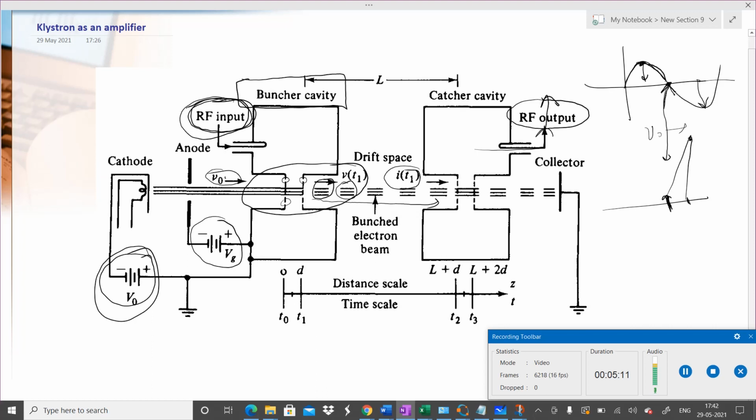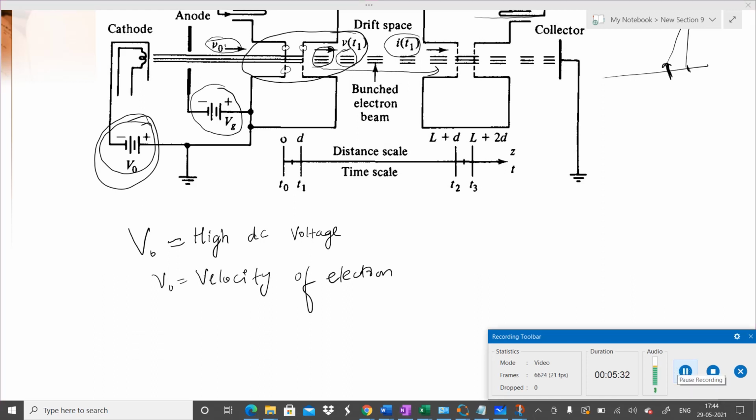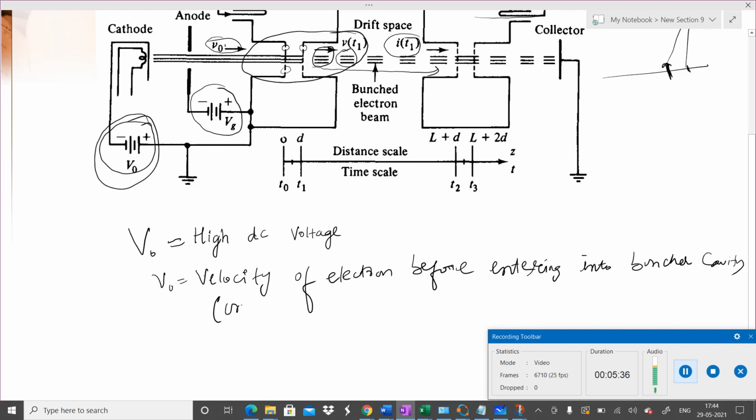Now we would like to do some analysis. First we set up some notation. So we have this V0, which is defined as the DC voltage, but it is a very high DC voltage. You will see it later on. And let small v0 be the velocity of the electron before it reaches the buncher cavity. Of course it will be a uniform velocity, because it doesn't experience any field till it reaches the buncher cavity.